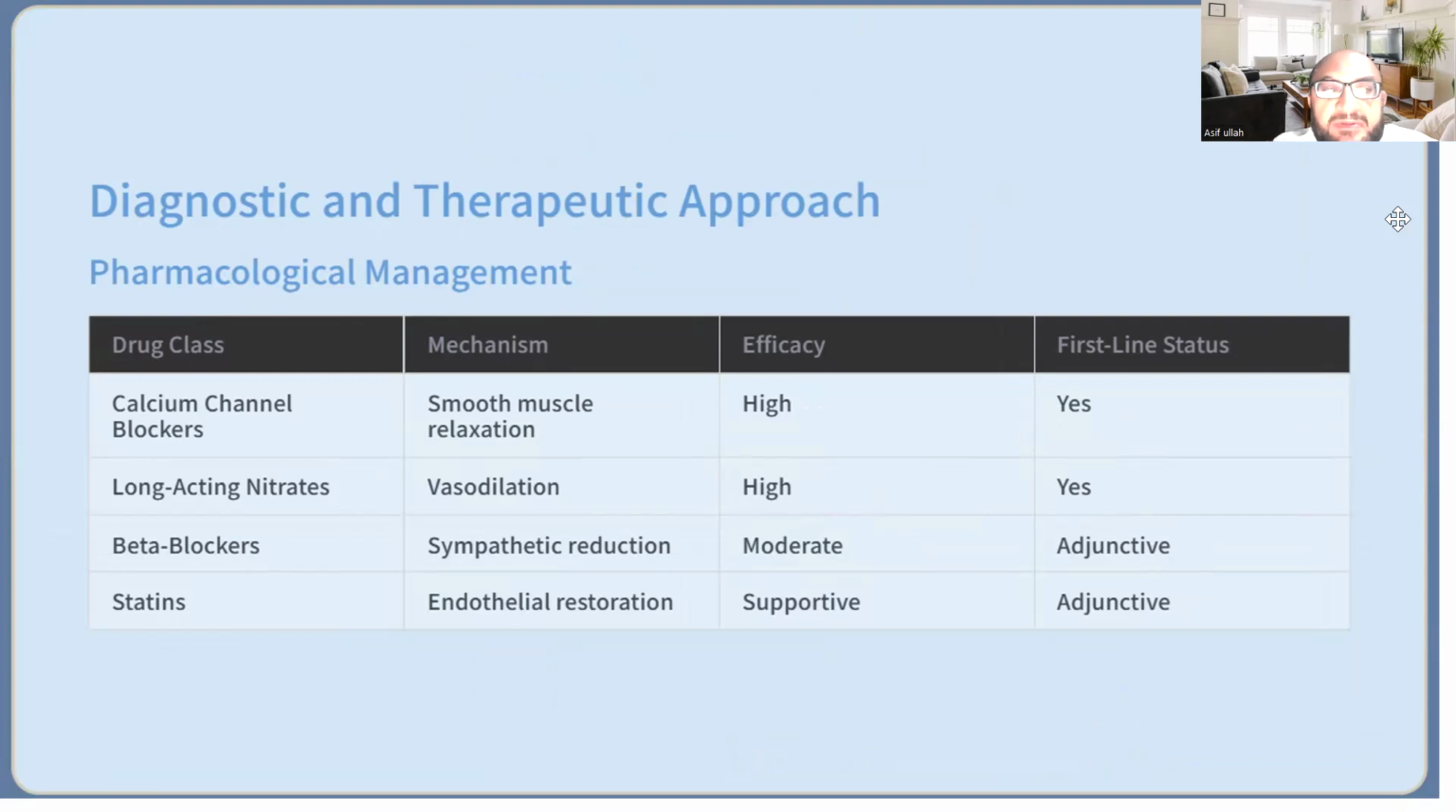Calcium channel blockers work through smooth muscle relaxation, with high efficacy, and are a good first line medication. Long acting nitrates work through vasodilatation, with high efficacy and first line status. Beta blockers reduce sympathetic activity, however, they have moderate efficacy and are used as adjunctive treatment. Statins restore the endothelium. They are supportive and are also used as adjunct therapy.